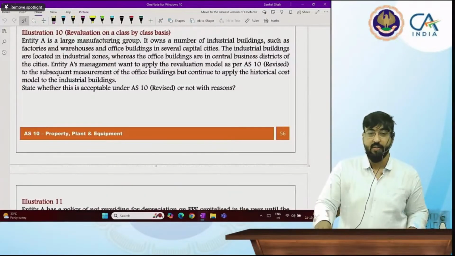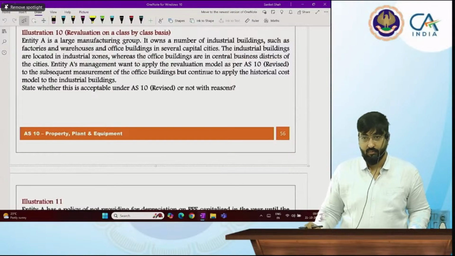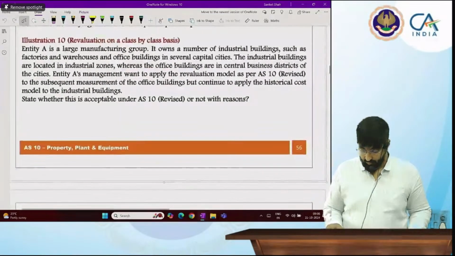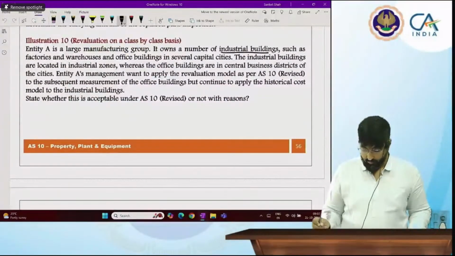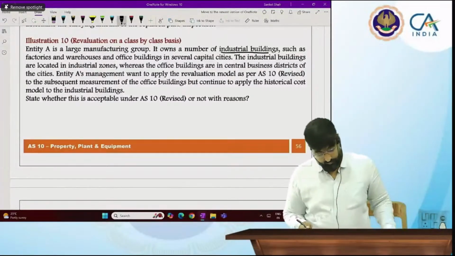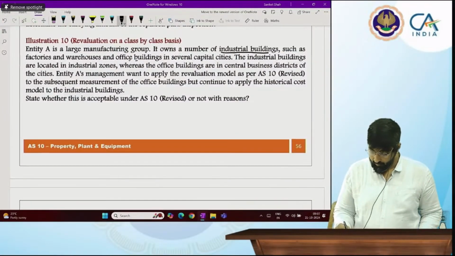Chalo, read this, Hardik. Entity A is a large manufacturing group. It owns a number of industrial buildings such as factories and warehouses and offices in several capital cities. The industrial buildings are located in industrial zones, whereas the office buildings are in the central business districts of the cities.